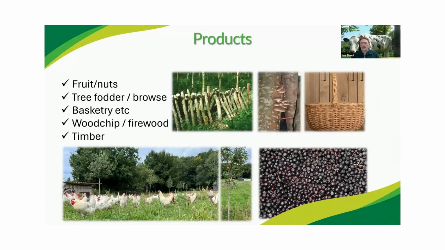From coppice, we could get basketry and wickerwork. We can also then get wood chip and firewood from thinnings, and then also, obviously, as a later product, we could be getting timber. And if we've managed those trees fastidiously, we could get good quality timber.